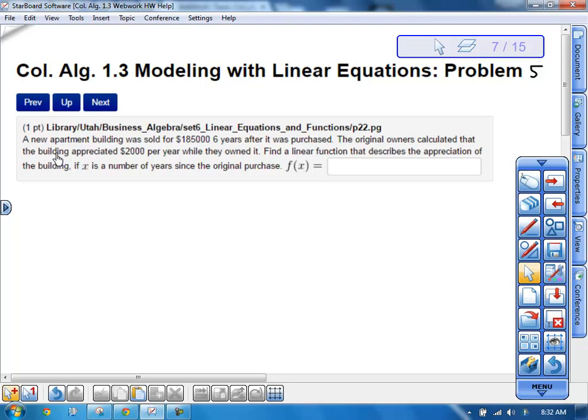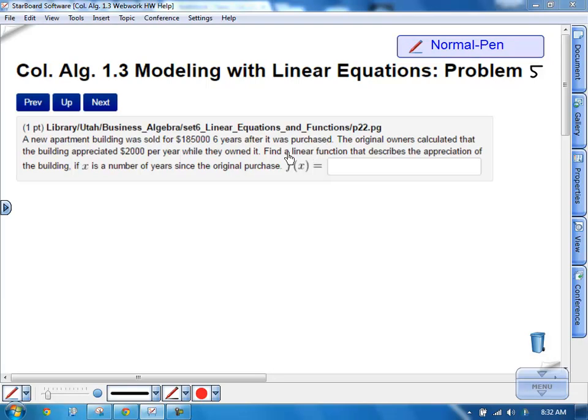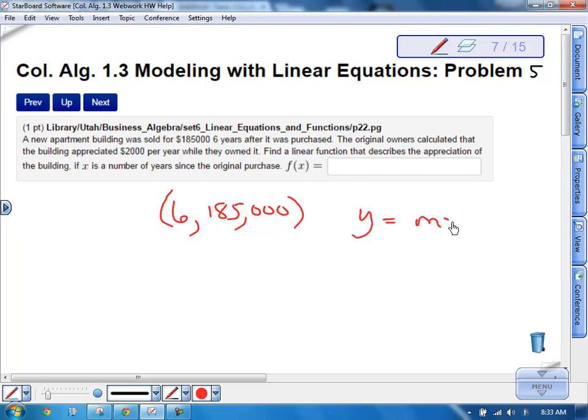Okay, the next problem is problem 5. It says an apartment building sold for $185,000 6 years after it was purchased. So they basically gave us an ordered pair, (6, 185,000). This is a linear relationship. We know linear relationships have the equation y equals mx plus b. They also give us the slope. They say that it appreciates 2,000 per year. So it's going to gain 2,000 per year. That's the slope.